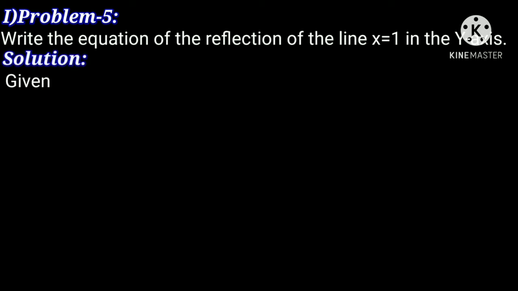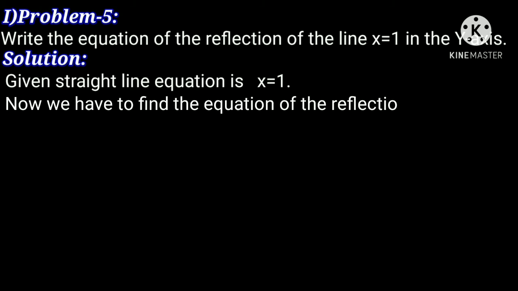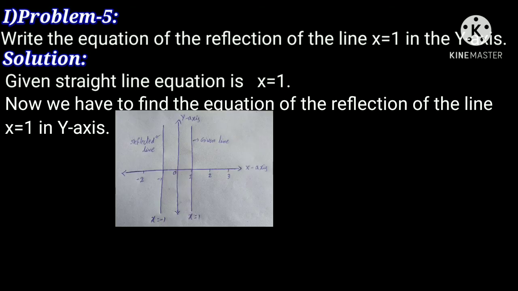Solution. Given straight line equation is x equal to 1. Now, we have to find the equation of the reflection of the line x equal to 1 in the y-axis. That means the line x equal to 1 is parallel to the y-axis and lies on the right side of the y-axis. Then usually the reflection of the line x equal to 1 lies on the left side of the y-axis at the same distance, 1 unit.